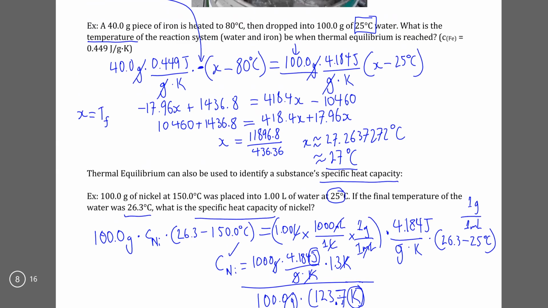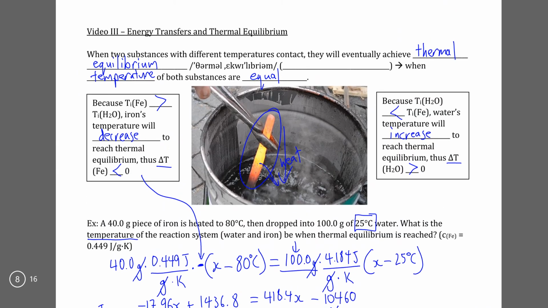In the next video, we're going to look at a different application of Q equals mc delta T used in order to determine how much energy a reaction consumes or how much energy a chemical reaction produces.